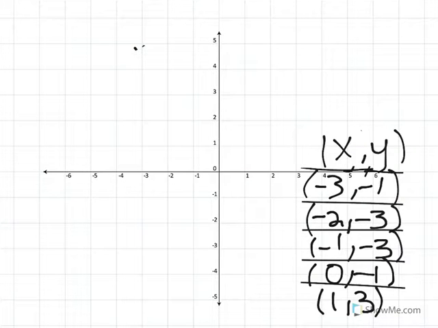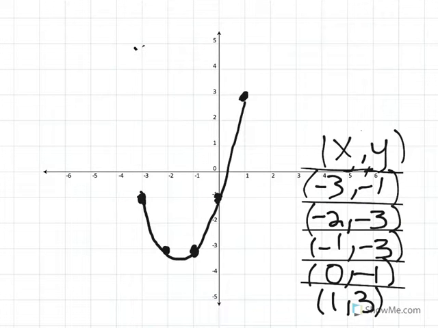So I got rid of everything but the coordinates that I need. We have negative 3, negative 1. We have negative 2, negative 3. We have negative 1, negative 3. 0, negative 1. And 1, 3. So you see this nice curve here. You should be able to connect the dots like so, and put arrows on the ends, and there's your graph.